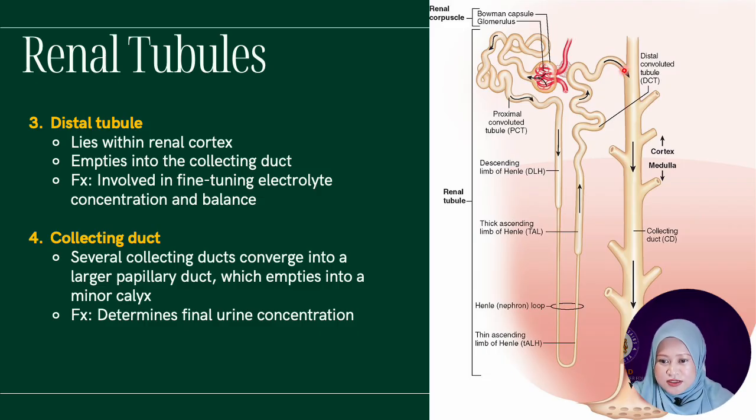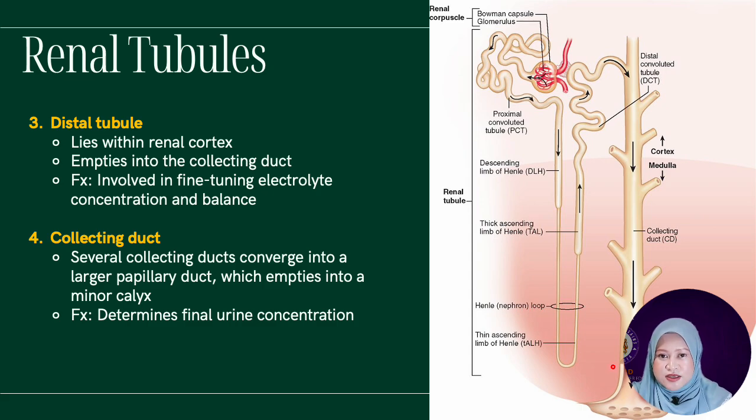And after passing through the distal tubule, the filtrate enters the collecting duct. Several collecting ducts join together and eventually form a larger papillary duct, which drains into a minor calyx. And from there, urine flows into the renal pelvis and then into the ureter.